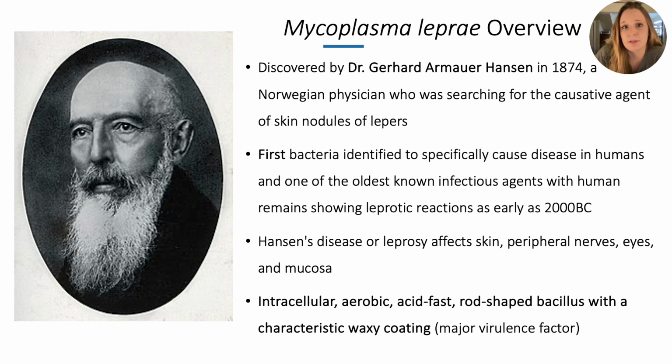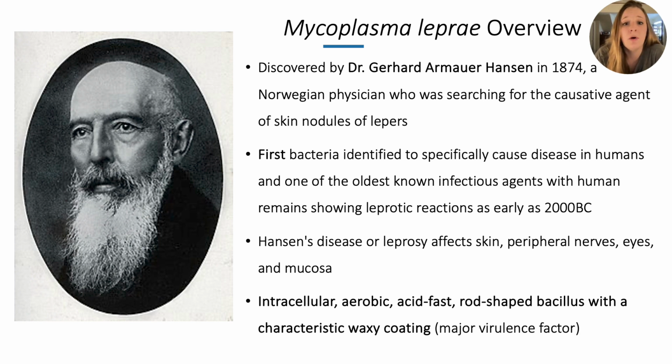An overview of Mycobacterium leprae is very interesting. It was first discovered by Dr. Gerhard Armauer Hansen in 1874. He's a Norwegian physician and was searching for the causative agent of skin nodules within lepers. He was originally pretty unsuccessful in convincing the rest of the medical community, though he took some drastic actions and later was able to prove it. This actually became the first bacteria ever to be identified that specifically causes disease in humans and is one of the most ancient known infectious agents, with human remains showing leprotic reactions as early as 2000 BC.